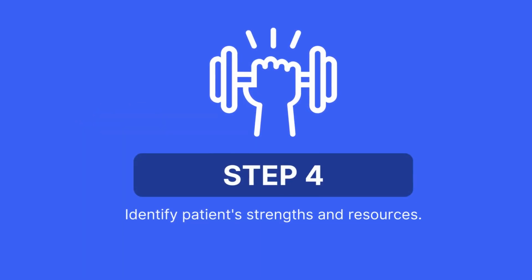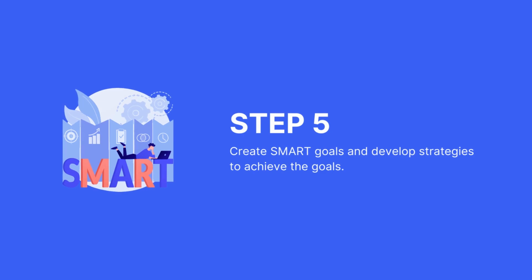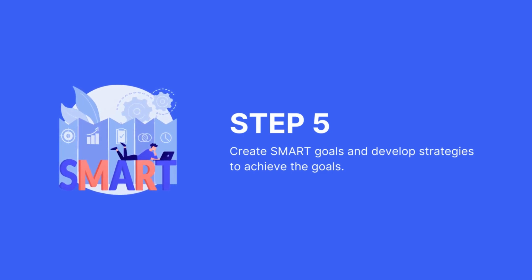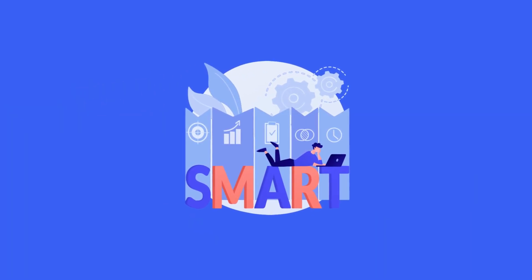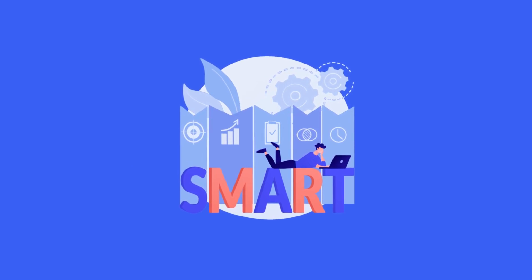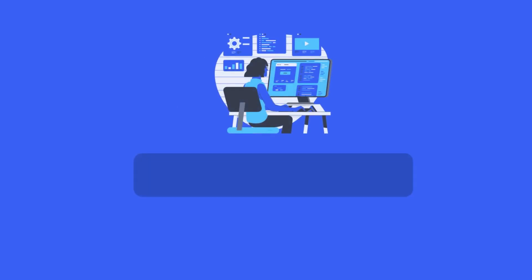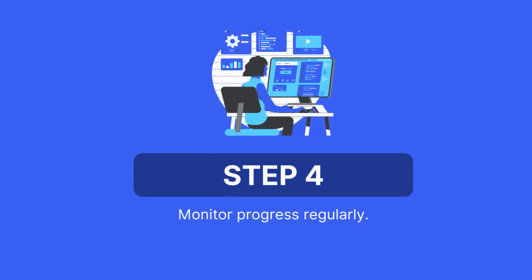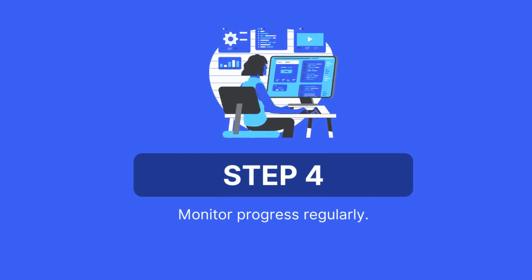Ask the client to identify their strengths and resources. Work with the client to define their goals for therapy. These goals should be specific, measurable, achievable, relevant, and time-bound. Develop strategies to help them achieve their goals. Review the plan with the client and implement it in therapy. Monitor progress regularly and make adjustments as needed.